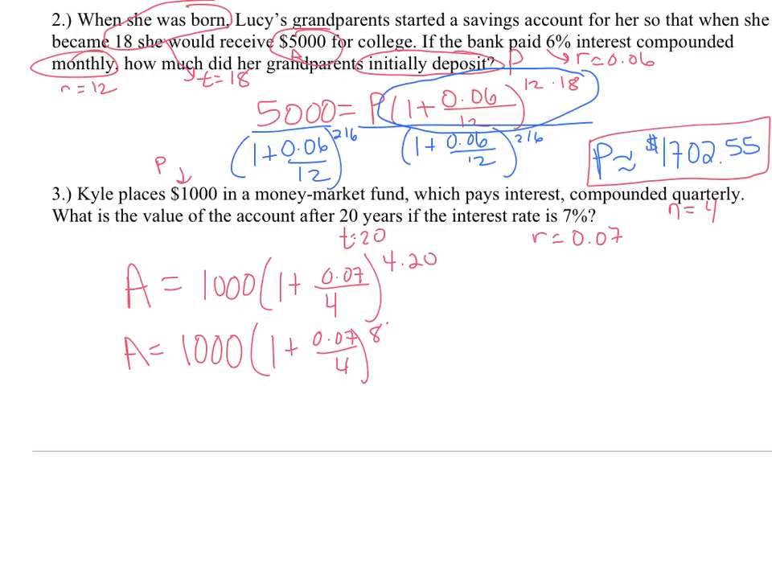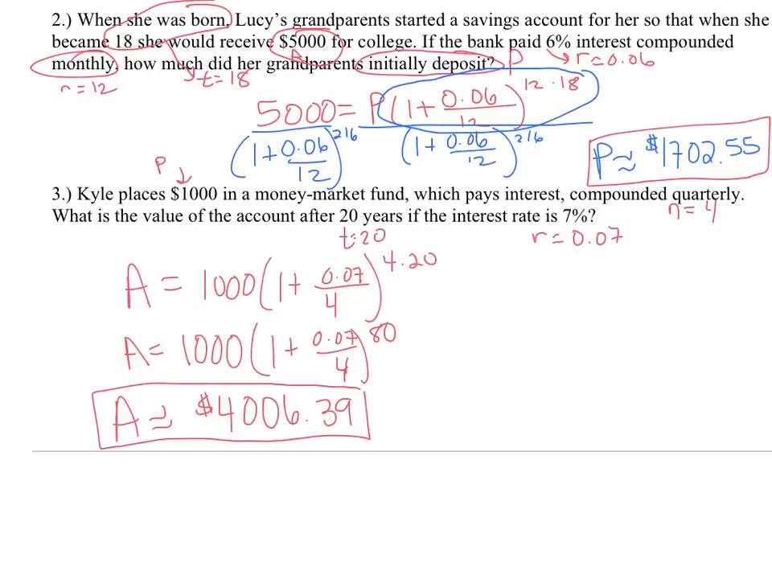It'll calculate interest 80 different times. And so you can type this expression into your calculator. 1,000 times parenthesis 1 plus 0.07 divided by 4. Close the parentheses, raise to the 80th power. If you round that to 2 decimal places, you should get $4,006.39. So in 20 years, he'd quadruple his money just by sitting it in a bank that pays a pretty good interest of 7%.